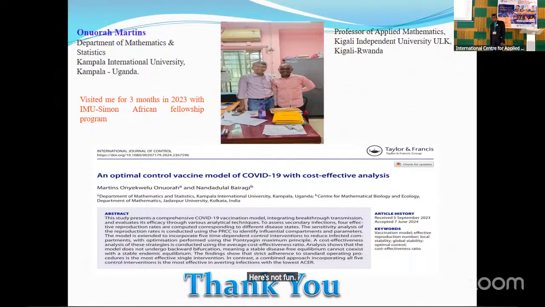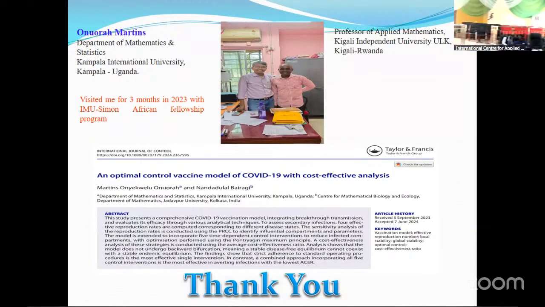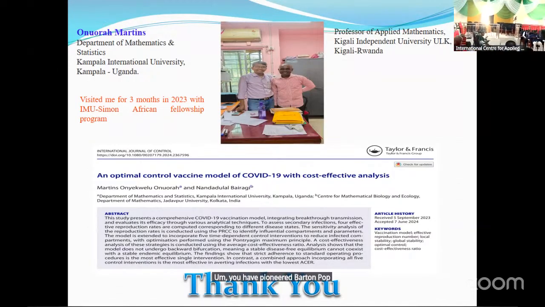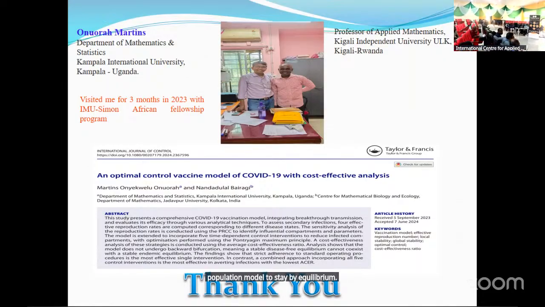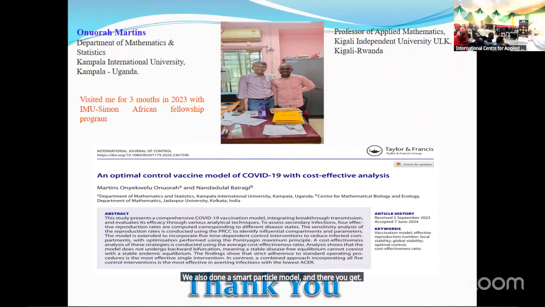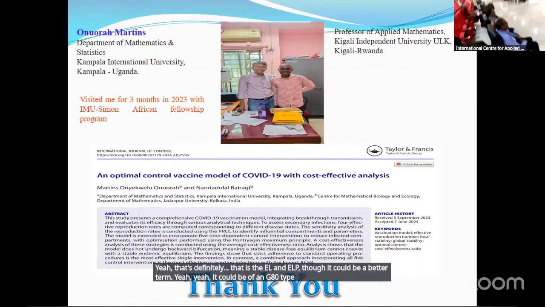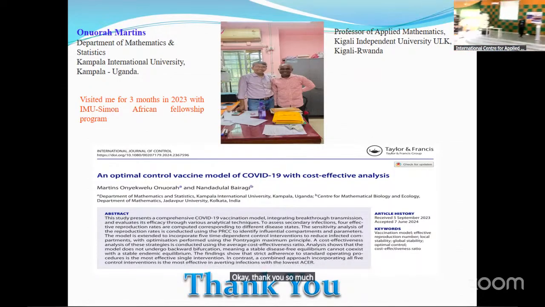Okay, do you want to say something? In a population model with two stable equilibria, one is the disease-free equilibrium and another one is the outbreak equilibrium. In your system this will happen. Yes, that is EL, the low equilibrium, and EH is the high equilibrium, that is the outbreak. Okay, thank you so much.